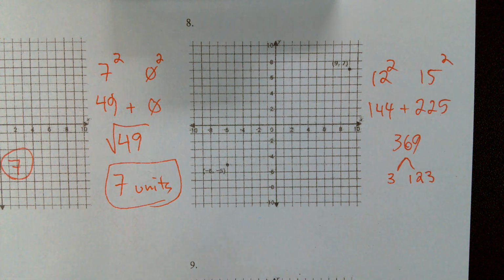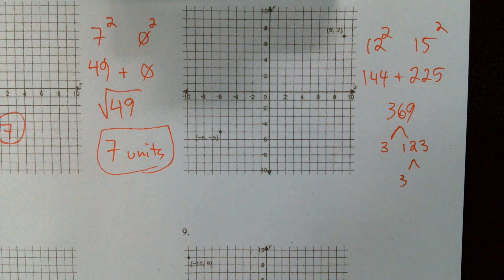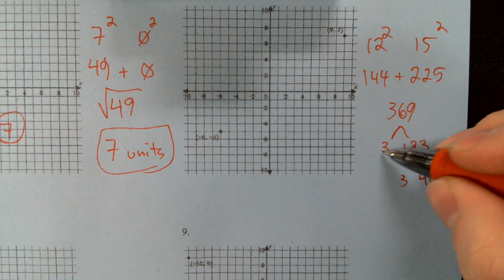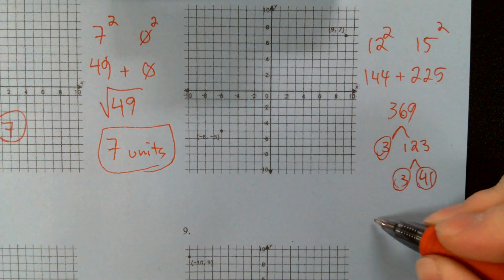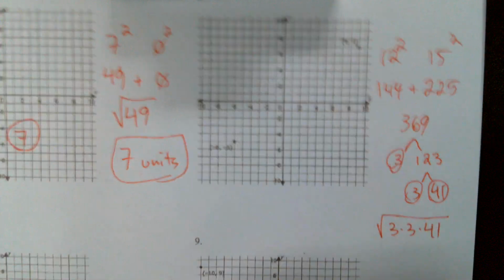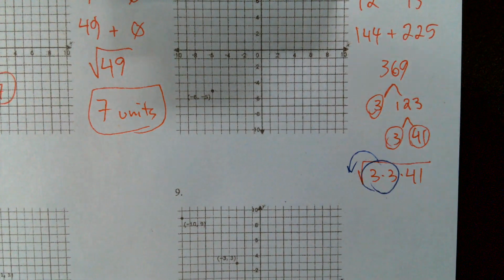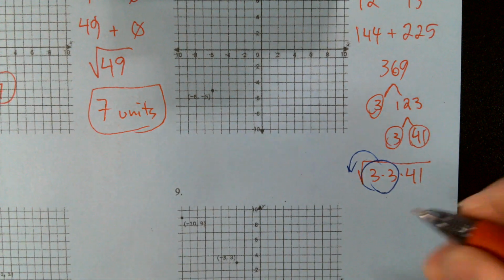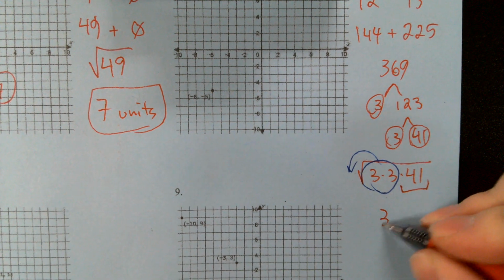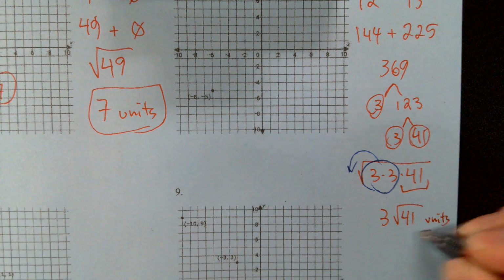Okay, sorry. And then we can split 123 into 3 times what? 41? Yeah, 41. 41's a prime number, so our factors are 3, 3, and 41. If we put those inside our square root, we can see that the identical pair we're taking out is a pair of 3's, and the 41 stays behind. 3 root 41 units.